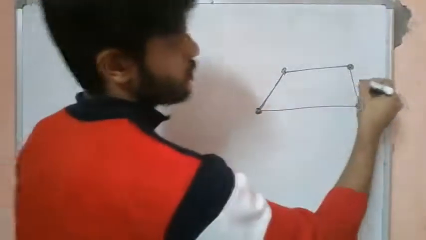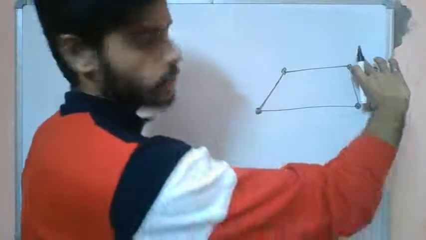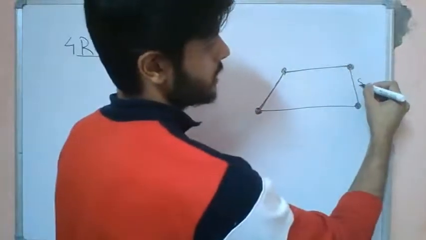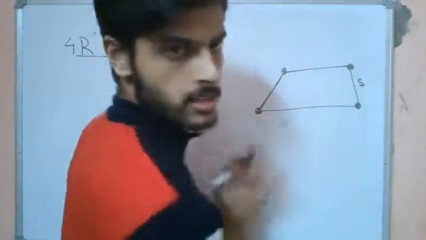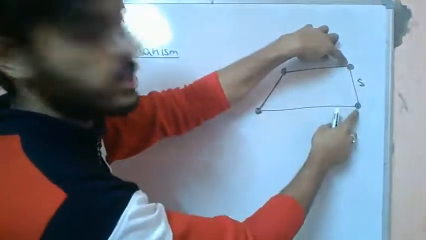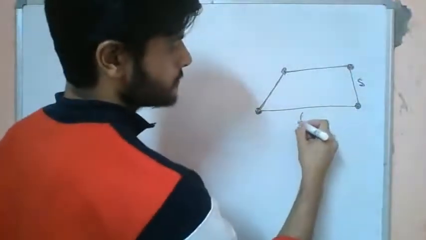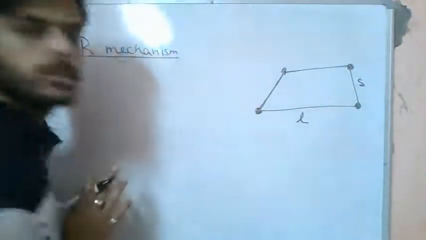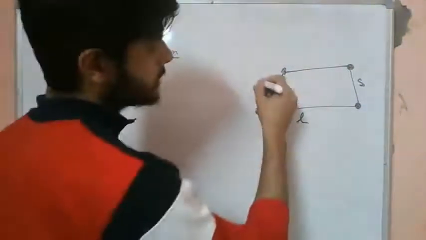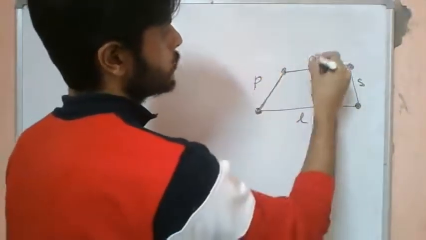Okay, so let's say we consider the shortest link, and its name will be given as S. This S describes the name of the shortest link, the shortest link length. Let's say the longest link is L. The other 2 links are, let's say, P and Q. So P and Q are the other 2 link lengths.